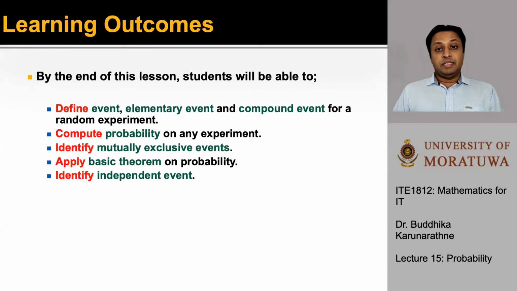By the end of this lesson, you should be able to define the terms event, elementary event, and compound event for a random experiment, and compute probability on any experiment, and also to identify mutually exclusive events and apply the basic theorem on probability. And finally, to identify an independent event.